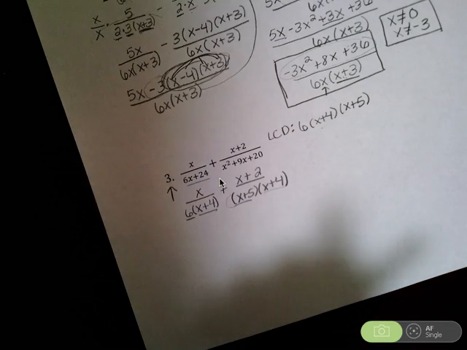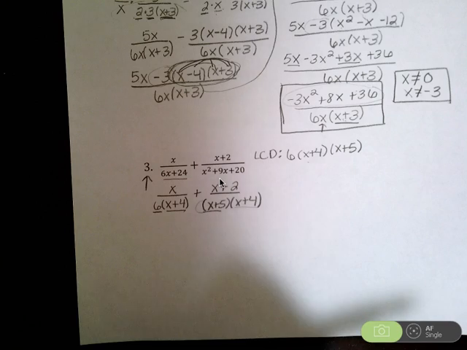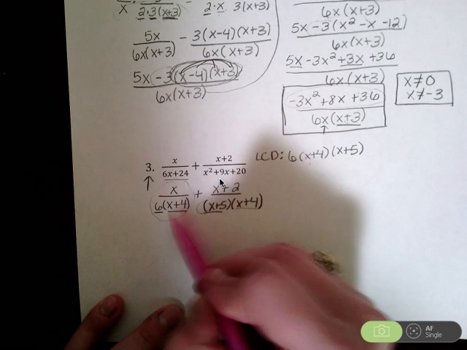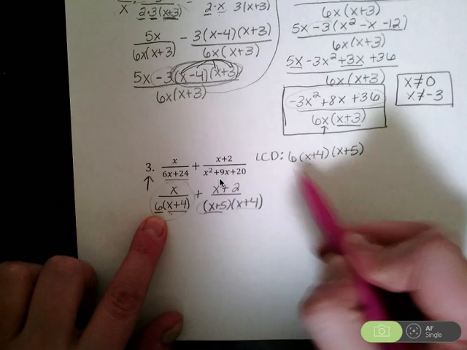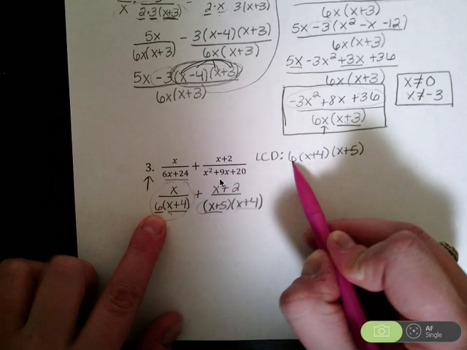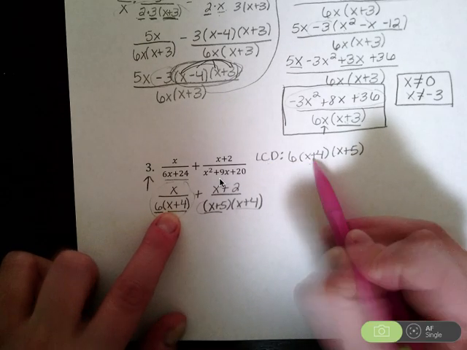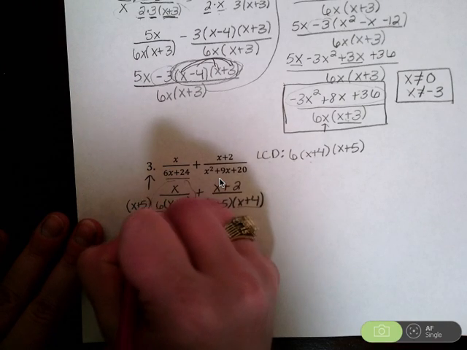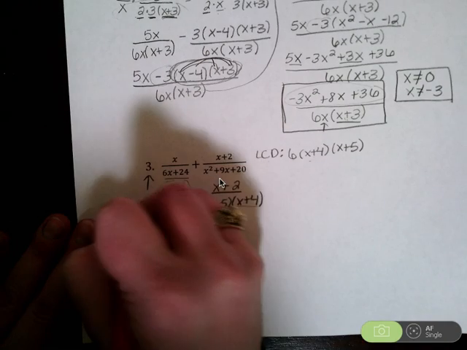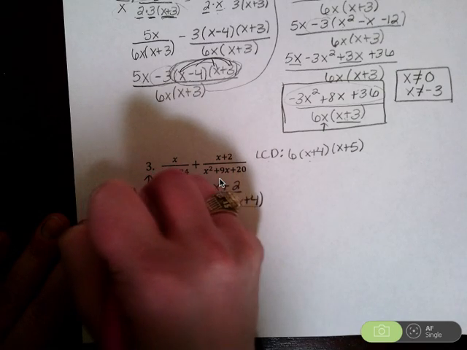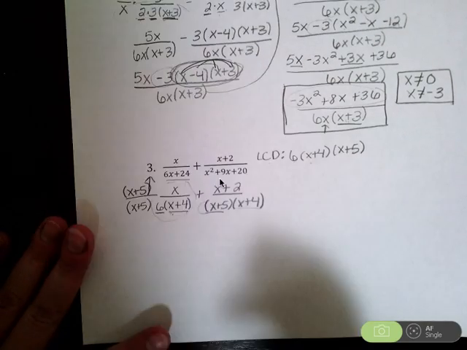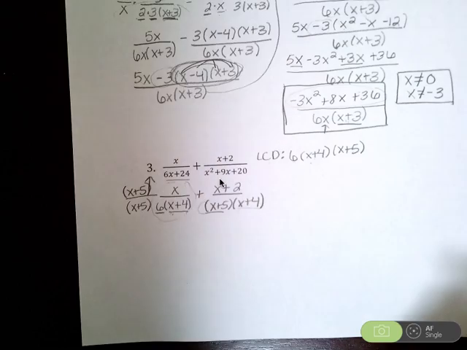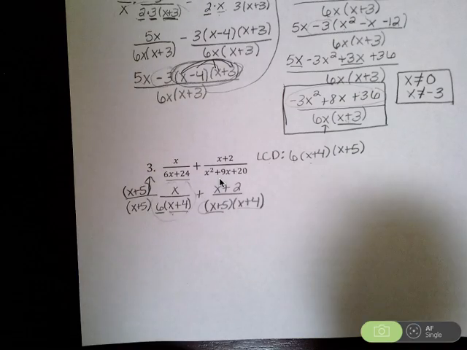That's nice. Okay, now we need to look at our first fraction over here and decide, well, what is our denominator missing from our least common denominator? We've got the 6, we've got the x plus 4, but we need the x plus 5. So we're going to multiply the denominator by an x plus 5. However, we also need that x plus 5 in the numerator as well. So that's nice. Beautiful. Most beautiful thing you've seen.